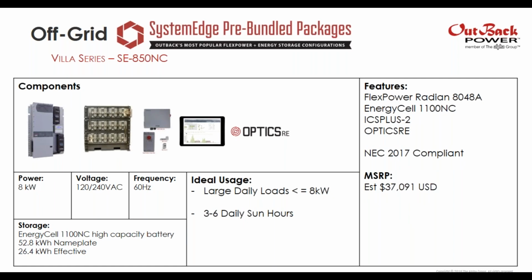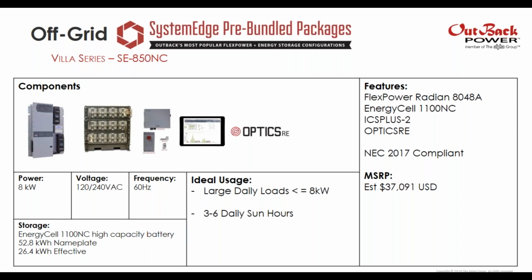So if that's not going to do it, you can move up to the 850NC. This has one of the high capacity nanocarbon batteries in it. So it's similar to the other one. You've got the Radian 8 kilowatt FlexPower system, but now you've got a little bit more kilowatt hours worth of batteries. 26 kilowatt hours is typically plenty for most folks, unless you're running a large heating or cooling load. This will do it for you.